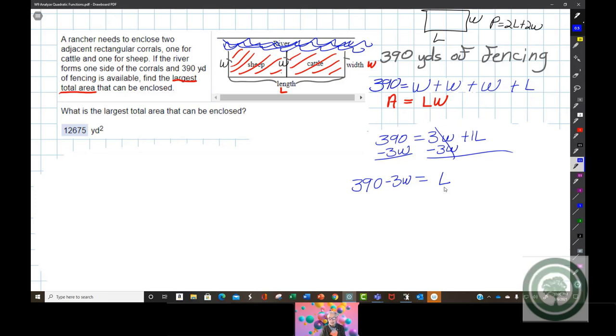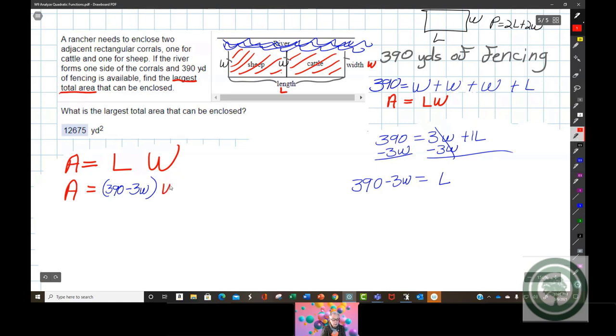So now, this actually ends up being much easier because you don't need to remember the formula for perimeter, because if you did remember the formula of perimeter, you would have done it wrong. Instead, we're going to have A equals 390 minus 3W times W. And then we're going to distribute.